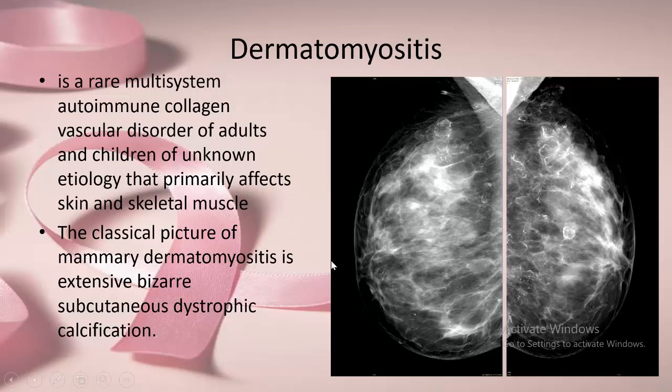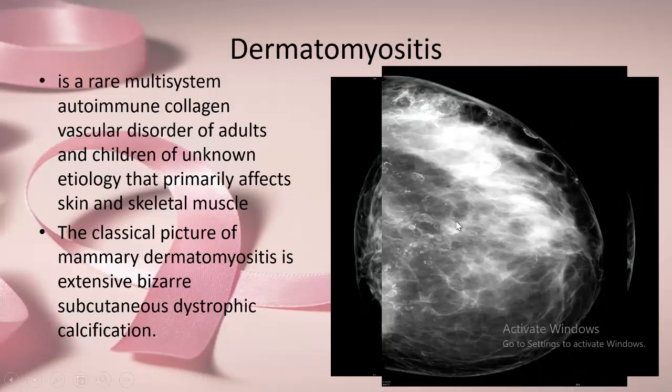Dermatomyositis is a rare multi-system autoimmune collagen vascular disorder of adults and children of unknown etiology, primarily affecting the skin and the skeletal muscles. The classical picture of mammary dermatomyositis is extensive, bizarre subcutaneous dystrophic calcification.